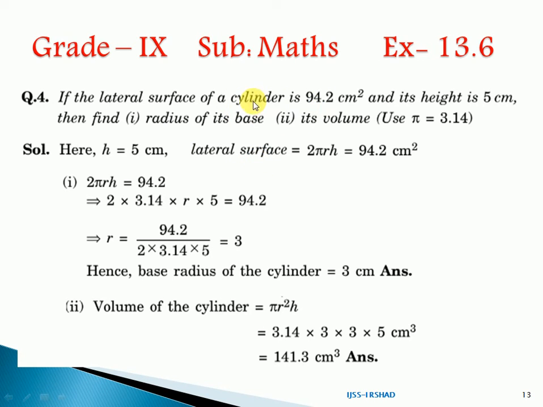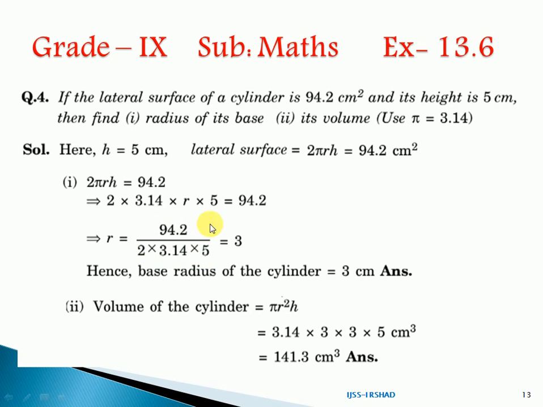This is the lateral surface area, that is equal to 2 pi RH, which is equal to 94.2 centimeter square they have given. From here we will find the radius. From this relation we can find radius. So 2 pi RH equals this 94.2. Just put pi value they have given, 3.14, and R will be like that, and H they have given 5 here. So R is equal to 94.2 over 2 multiplied by 3.14 by 5.